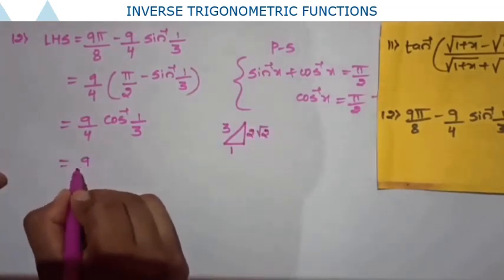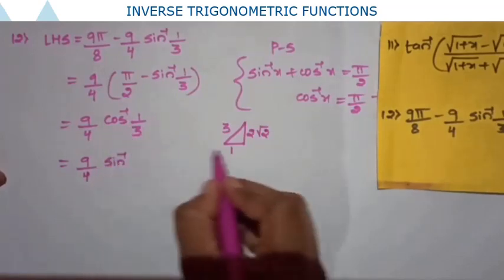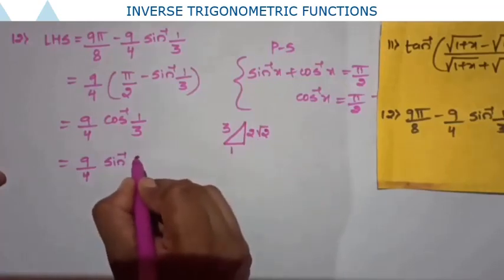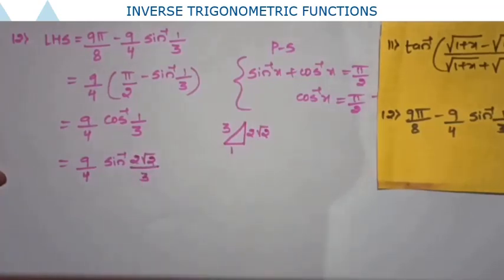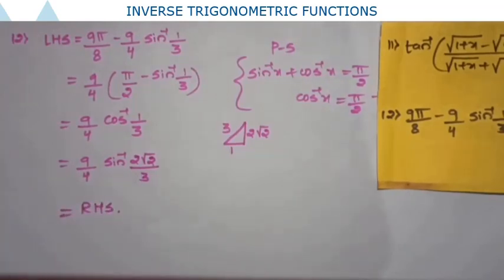Therefore this becomes 9 by 4 sine inverse. Okay, definition: cos inverse 1 by 3 can be written in terms of sine inverse of opposite side root 2 root 2 divided by hypotenuse, that is 3. So therefore this is equal to the RHS side. Okay, so now we'll go to the next example.